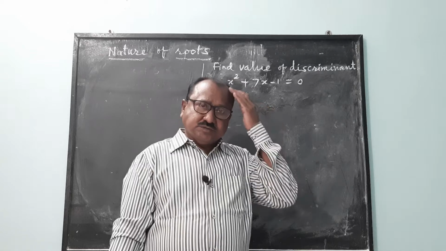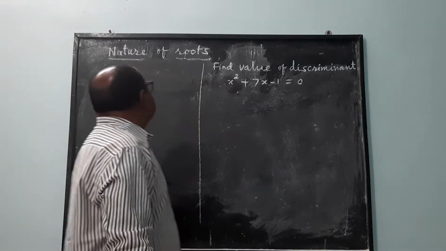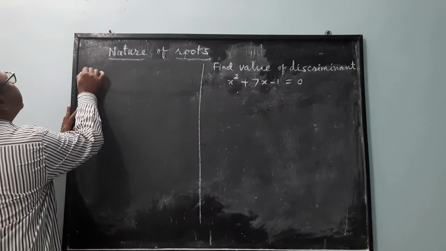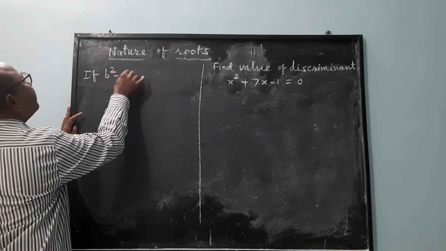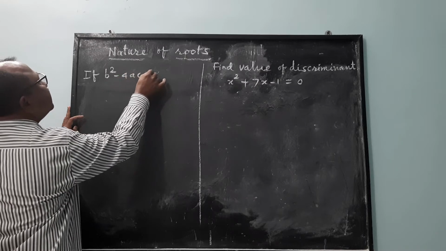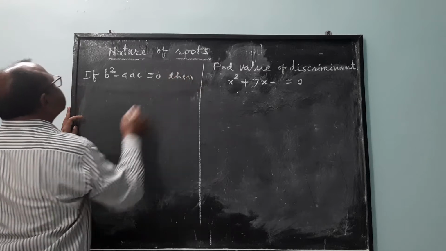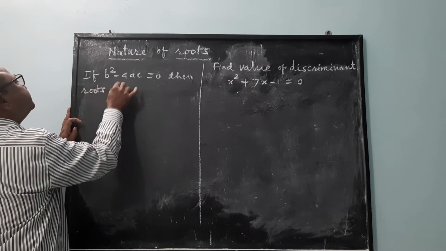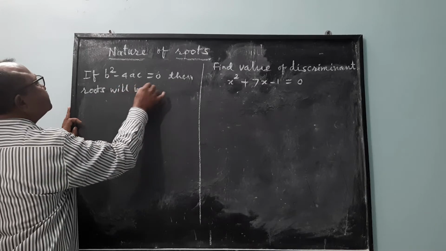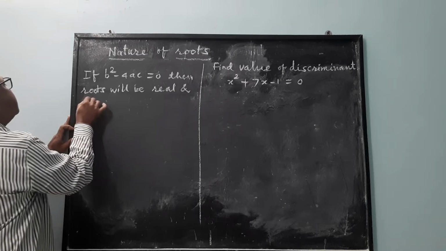Now I will teach you how to identify nature of roots. If b square minus 4ac is equal to 0, then roots will be real and equal.